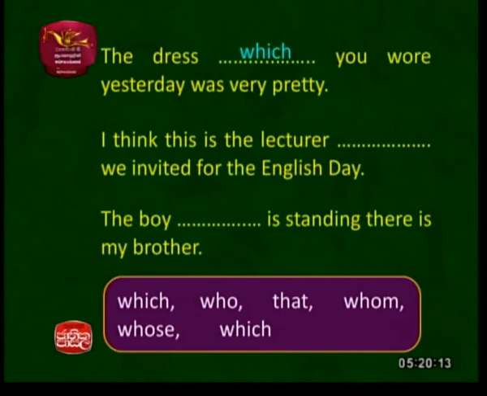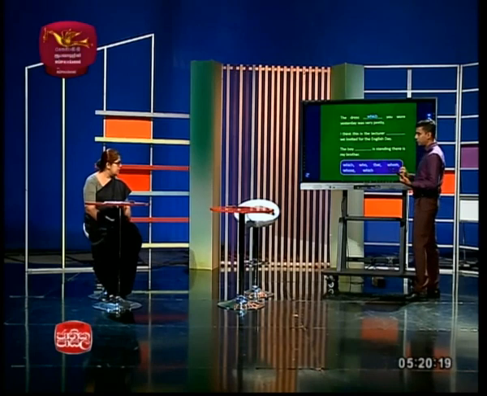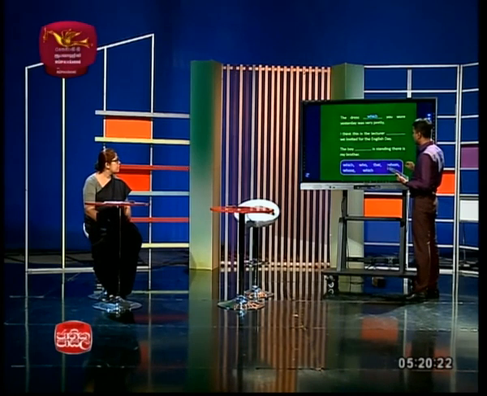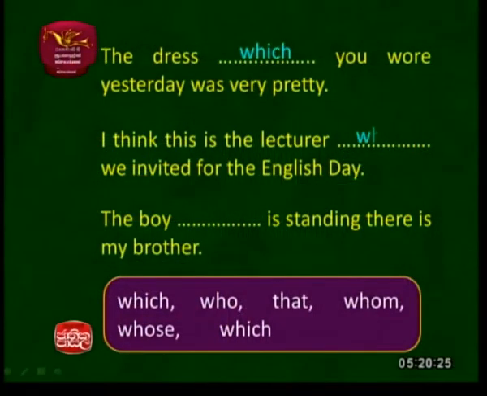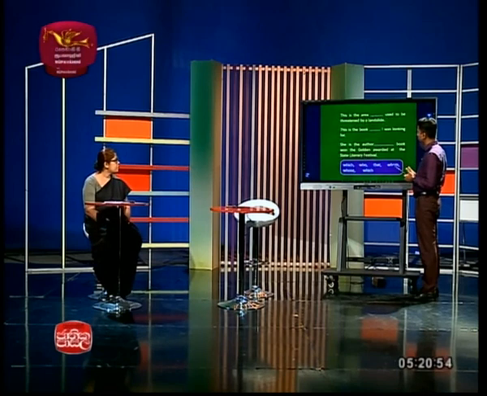So here they are not used as questions, these words are used to connect parts within a sentence. Exactly. Next: whom we invited for the English day, so related to a person and we are connecting. Third one, the boy who is standing there is my brother. As we told earlier, children, who is always related to a person. So think from that sense, always who for a person when you connect.